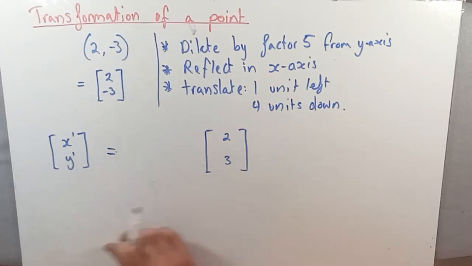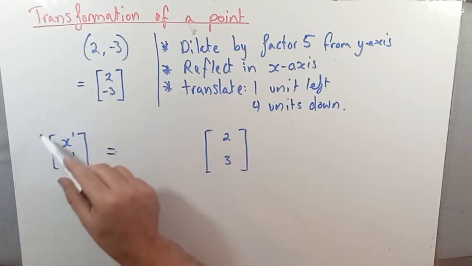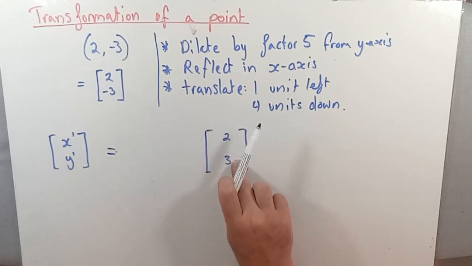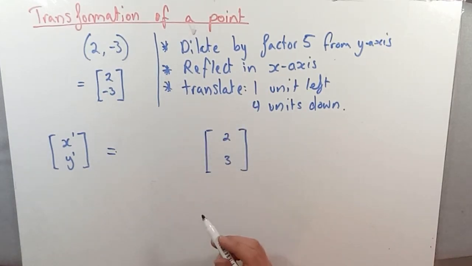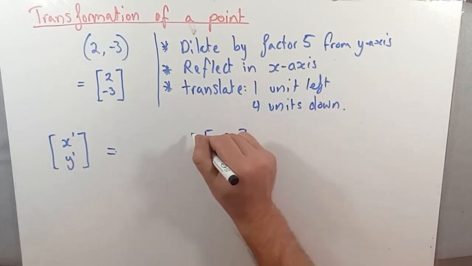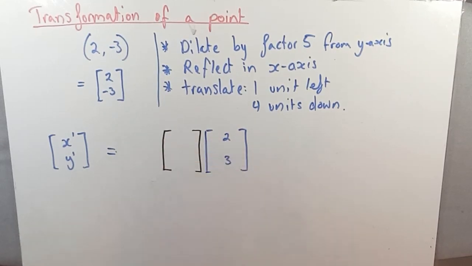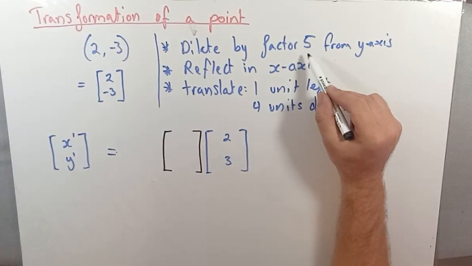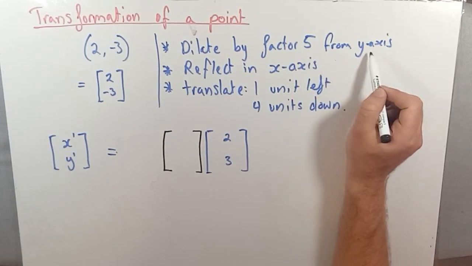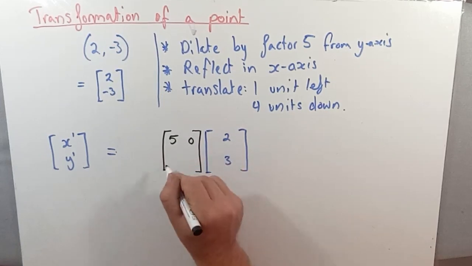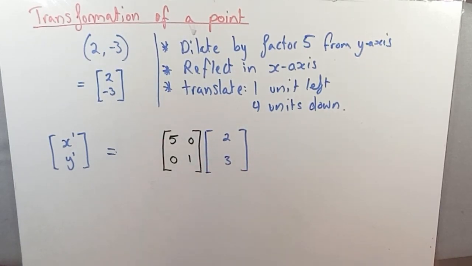We're going to write an equation here in matrix form, so a matrix equation. So we go to our x image and our y image as a matrix, and that's going to equal, well, this is our original matrix. What are we going to do? We're going to dilate it by a factor of 5 from the y-axis. To do that, I'm just going to use the matrix from the previous board, and it's from the y-axis. So that means it's the x value that's going to be multiplied by a factor of 5. So I'll put a 5 here, 0, 0, 1, and that's it.